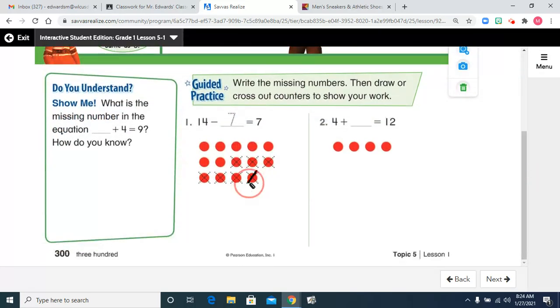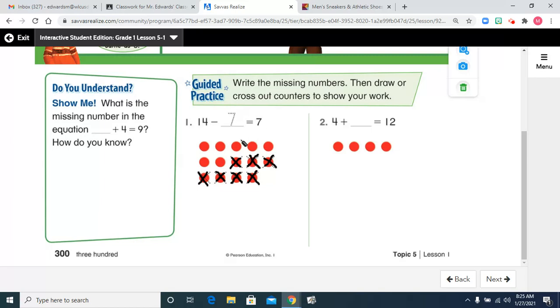So they started with 1, 2, 3, 4, 5, 6, 7. So they crossed out 7.